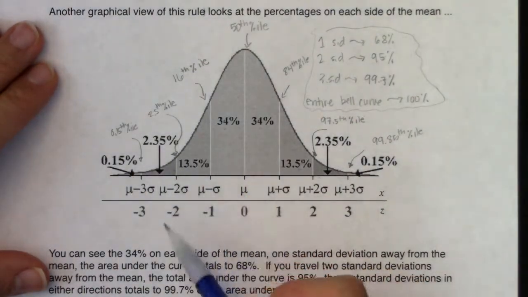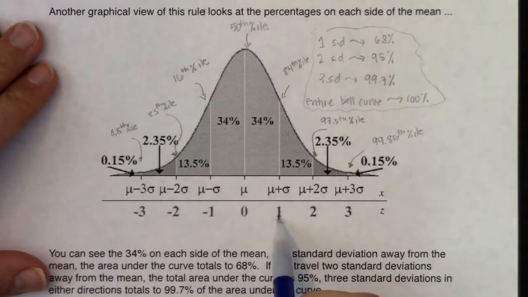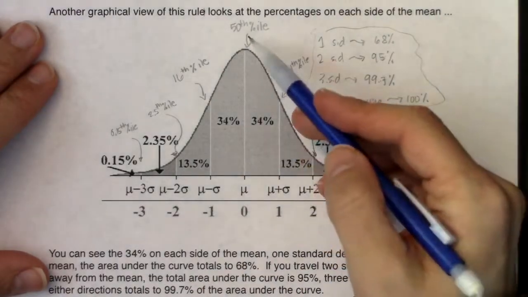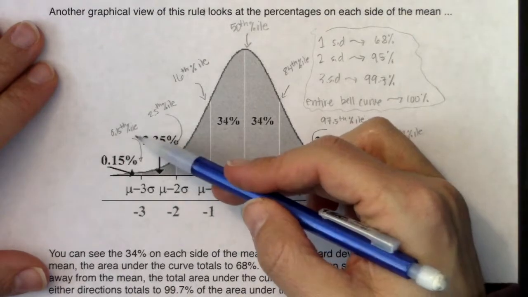And these are just major markers in terms of percentiles. And I say major markers because they fall on integer values of z-scores. All right. So a z-score of 1, 84; a z-score of 0, 50; negative 1, 16; negative 2, 2.5; negative 3, 0.15.